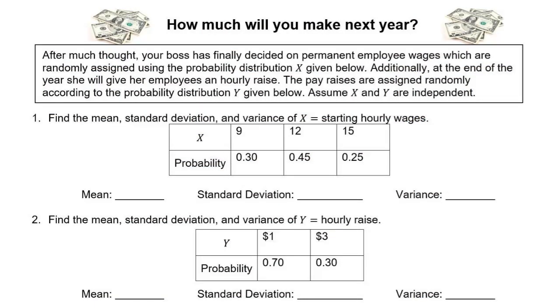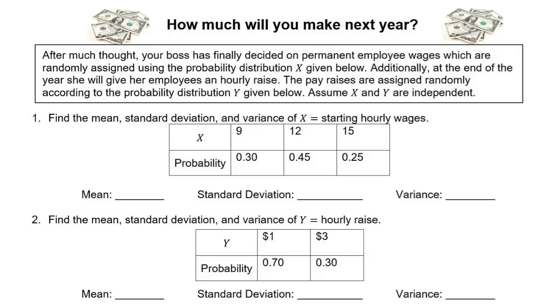All right, so page 9 in your notes. How much will you make next year? So we're going to continue on with this storyline of you are employed and you've got your hourly wage. After much thought, your boss has finally decided on permanent employee wages, which are randomly assigned using the probability distribution X given below. That would be this table here in number 1.